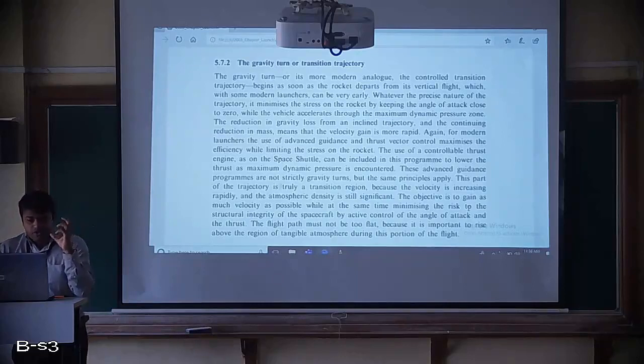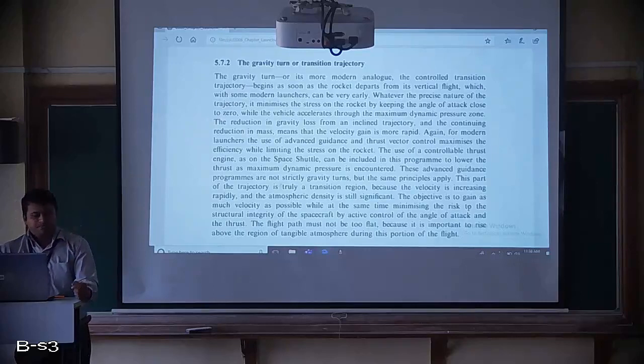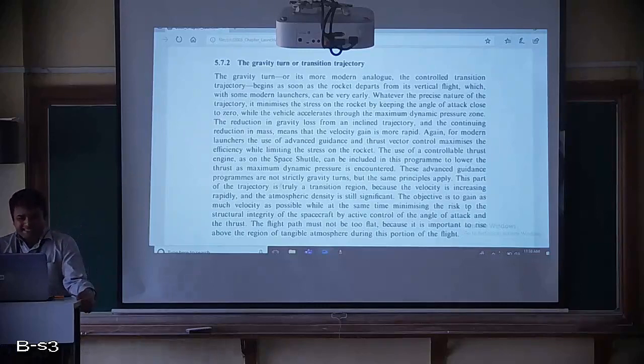So now, the vehicle accelerates through the maximum dynamic pressure by keeping the angle of attack close to zero. Through that pressure zone, it will accelerate. So here, the reduction in gravity loss from an inclined trajectory and the continuing reduction in mass means that the velocity gain is more rapid.